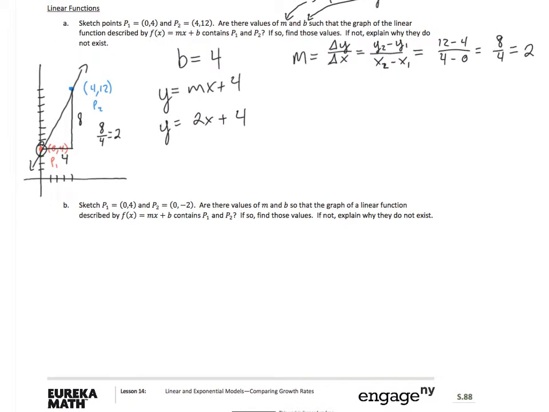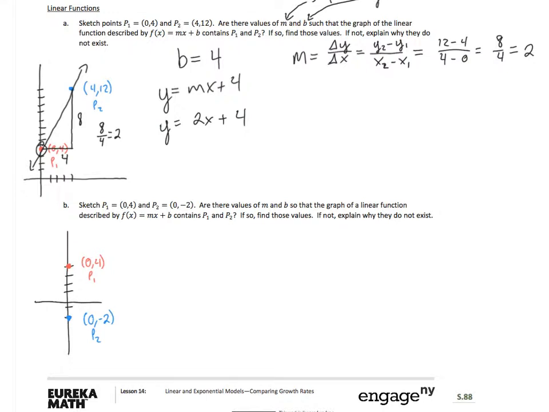For this one, sketch P1 and P2. Let's just go ahead and sketch that. Let's go 0, 1, 2, 3, 4. We'll just do this one in red as well. So (0, 4), and that is P1. And then we'll go ahead and do -1, -2. That one is (0, -2), which is P2. Let's go ahead and erase this random guy over there.